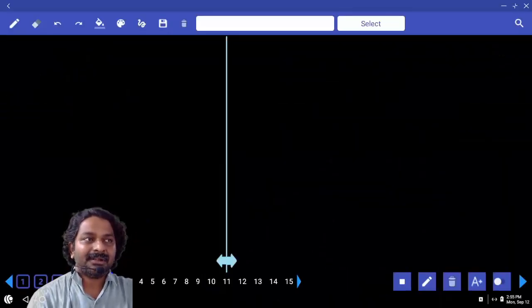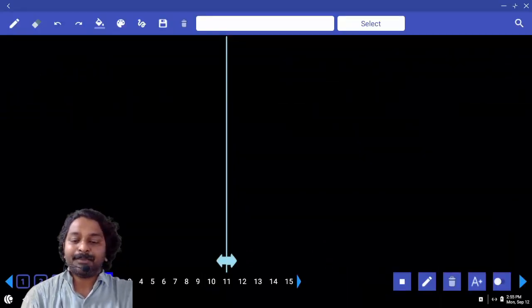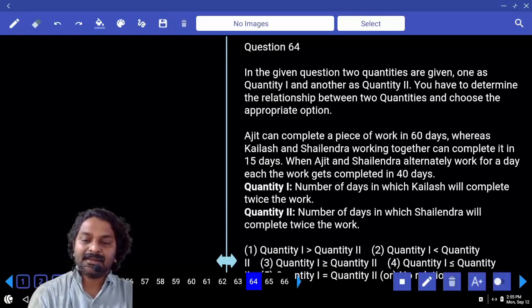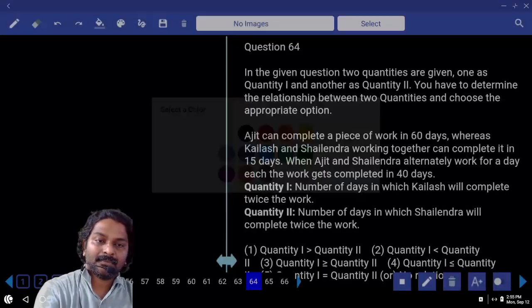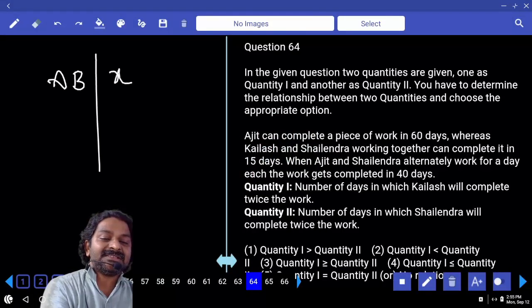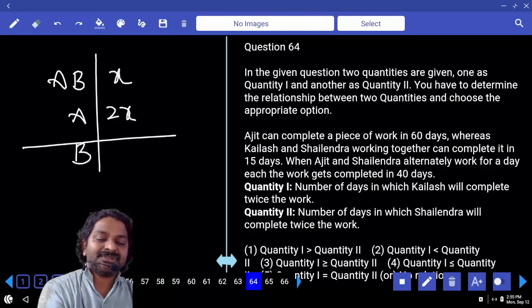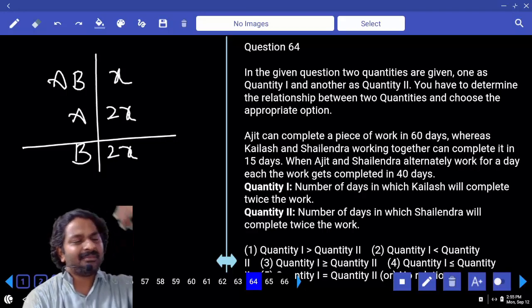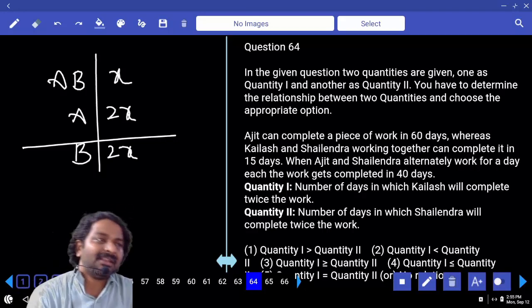That form is important. If both together can complete the work in x days, and if A alone can do it in 2x, B becomes 2x for sure. The x value may be any number. Whatever you want, you can keep.